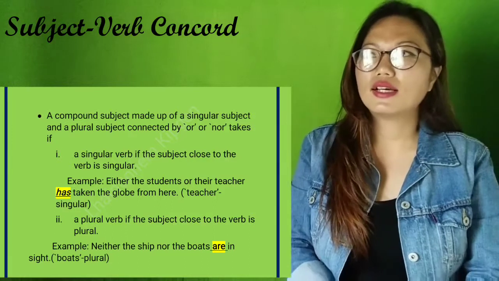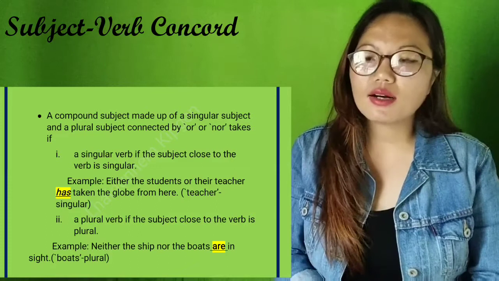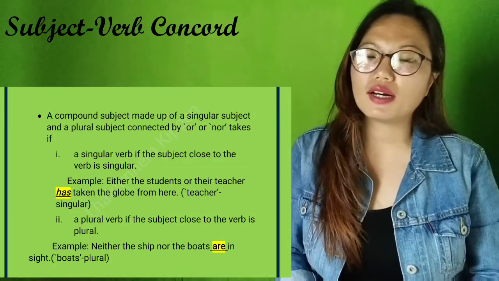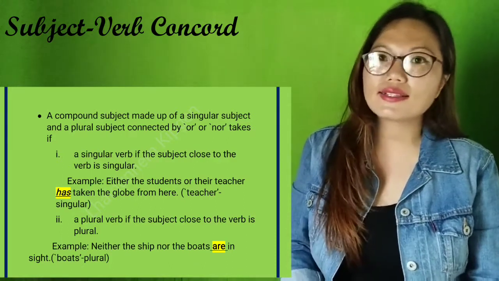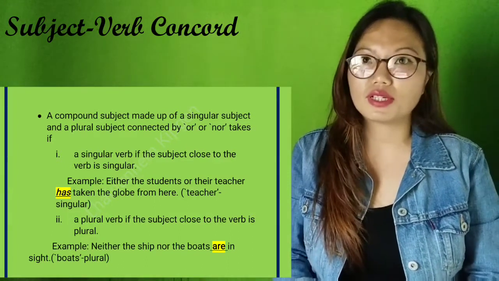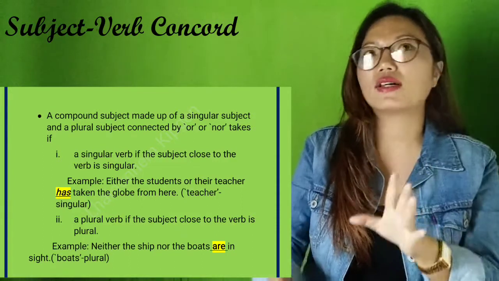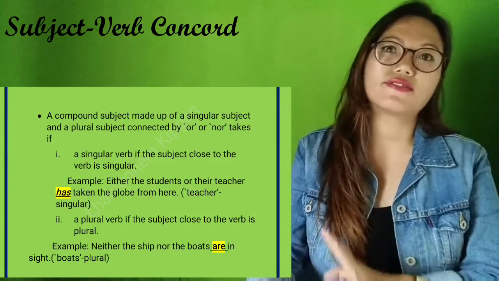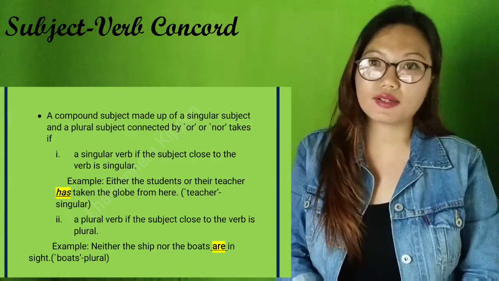And next, the compound subject which is made up of a singular noun or a singular subject or a plural subject connected by or or nor takes a plural verb if the subject closer to the verb is plural. Like in the case of the singular subject here, if the subject closer to the verb in a sentence is plural, the verb obviously is plural according to the subject-verb agreement.